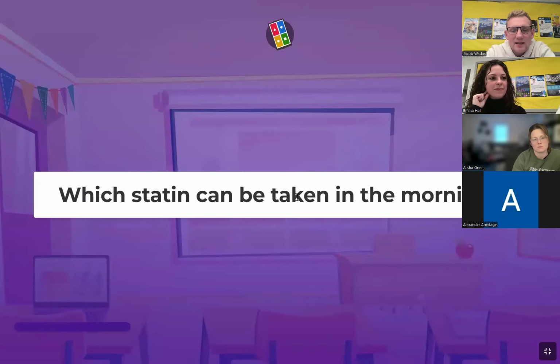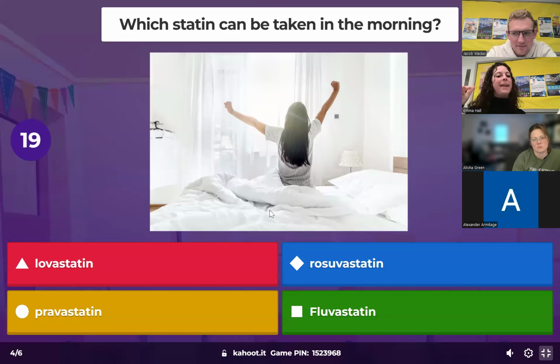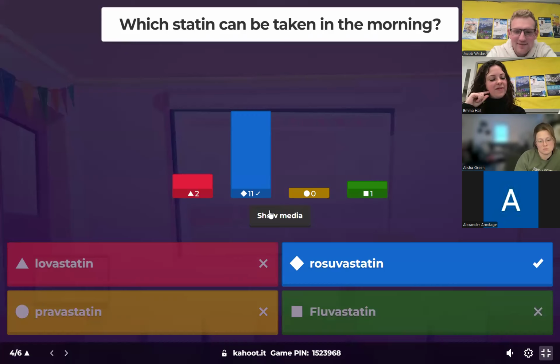All right, which statin can be taken in the morning? Remember, RAP anytime. Right, RAP anytime. Very good. Yep, rosuvastatin. So who knows why these are the ones that we can take at any time? Does anybody know why? They have the longest half-lives. Perfect. Excellent.